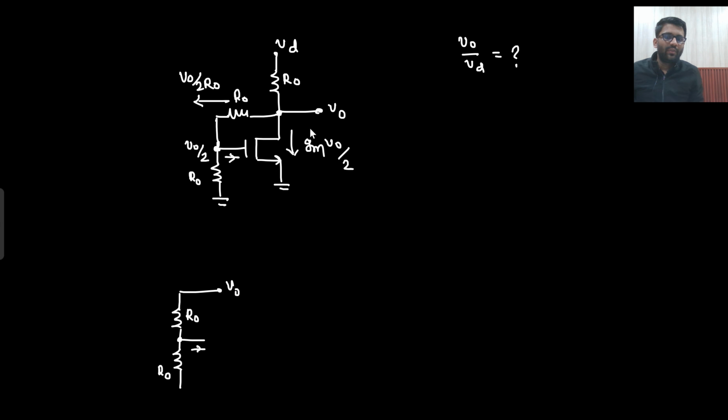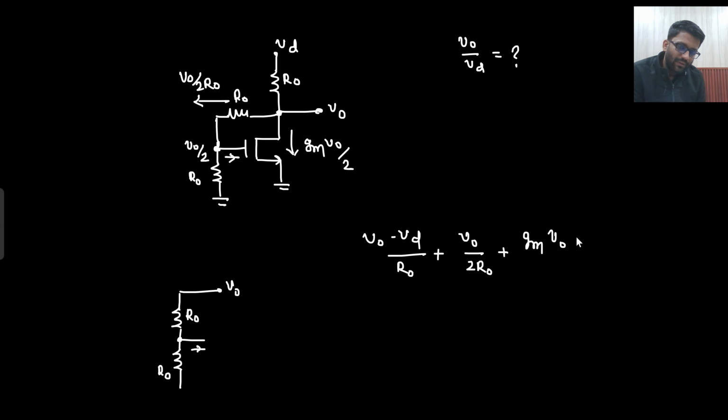This is your V naught. This will be your V naught by 2. So current is gm V naught by 2. So at the V naught, can I apply the nodal? Yes. What will be the nodal? V naught minus VD upon R naught plus in this direction V naught by 2 R naught plus gm V naught by 2 is equal to 0. Very easy it was.